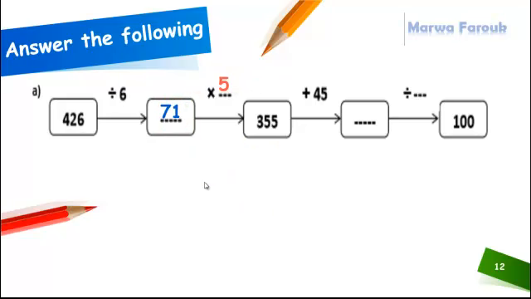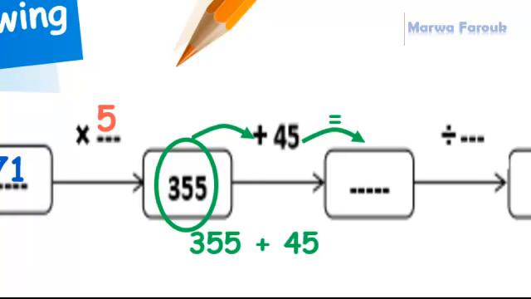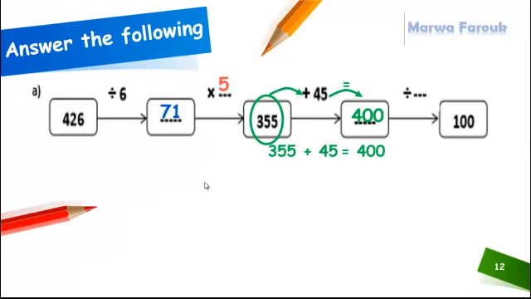Okay, next one. I have 355, and when I go with the arrow, I have plus 45. So I'm going to add 355 plus 45, and I will write the answer in the next box. 5 plus 5 is 10, 0 and carry up 1, 0 and carry up 1, so we got 400. So I'm going to write 400 here.